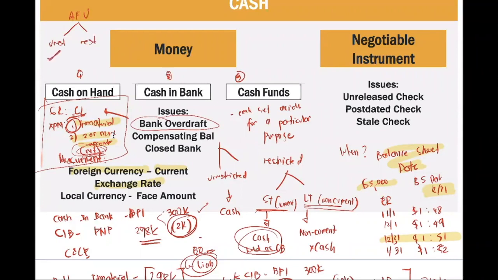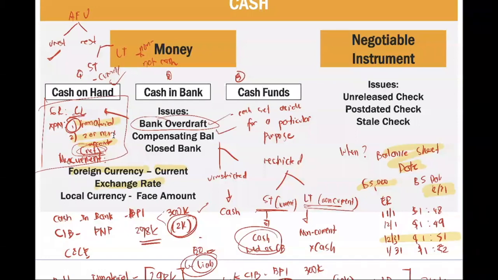Unrestricted cash is always cash. In your restricted cash, we need to look at whether it is short term or long term. If short term or current, it can be considered as cash. If it's long term or non-current, it is considered as not cash. Okay. So we're done with bank overdraft and compensating balance.